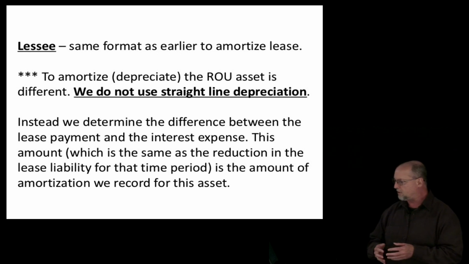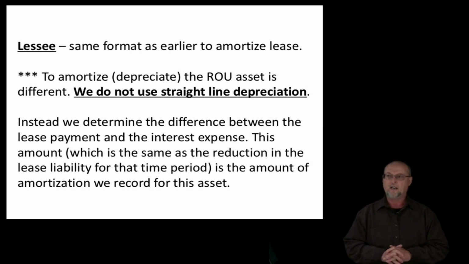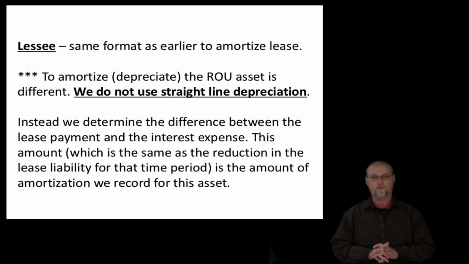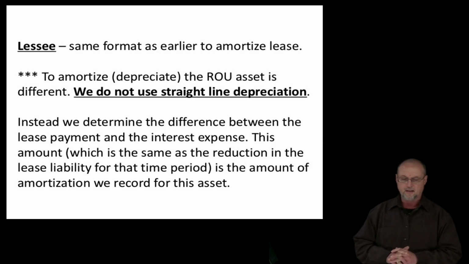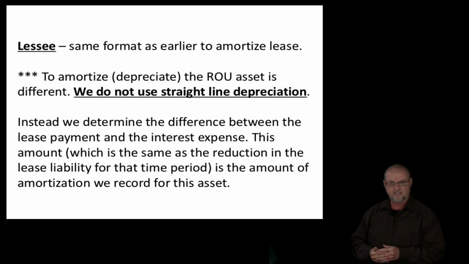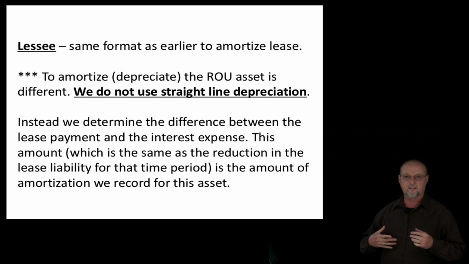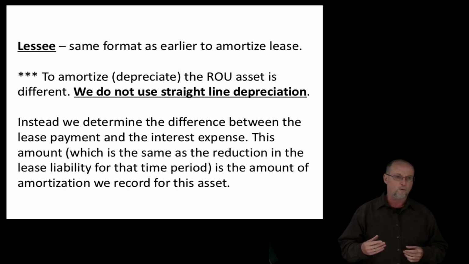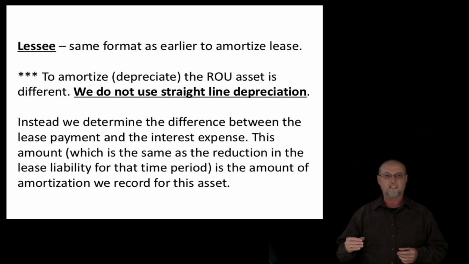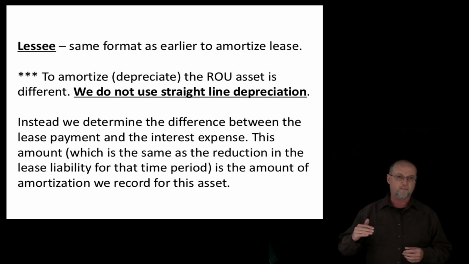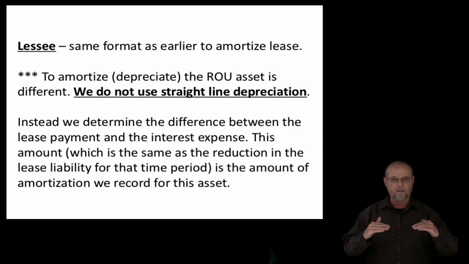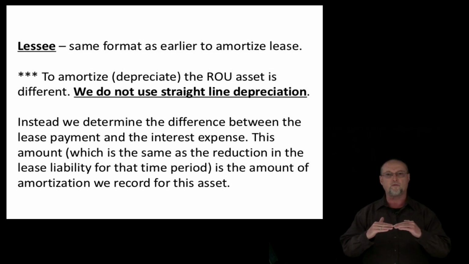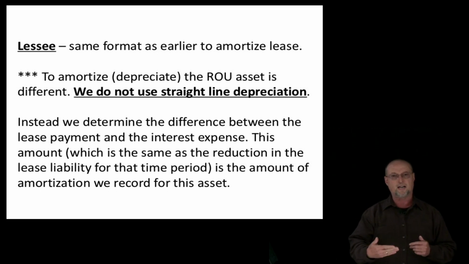Notice it says, to amortize or depreciate the asset, we do not use straight line amortization. In an operating lease, since this is not considered the same as a purchase, we want the total lease expense to be on a straight line basis, and it's going to mirror the amount of lease payments that the lessor receives. So how do we accomplish that? This is how we do it.